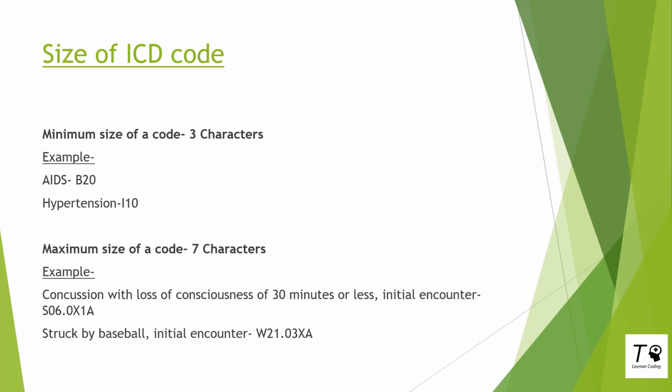Maximum size of a code is 7 characters. Example, concussion with loss of consciousness of 30 minutes or less, initial encounter, the code is S06.0x1A. Struck by baseball, initial encounter, the code is W21.03XA.